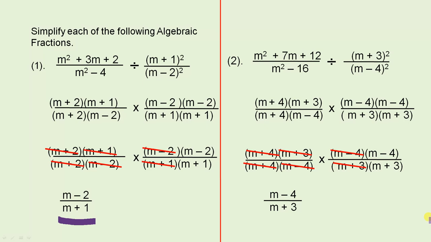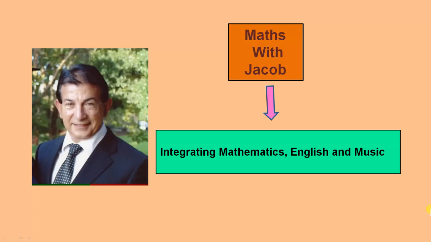And all you do, you take the second fraction, you turn it upside down, and you proceed to multiply. It's really that straightforward. So Maths with Jacob has attempted to integrate mathematics, English and music by writing a rap song at the beginning about algebraic fractions. And I hope you enjoyed that presentation.